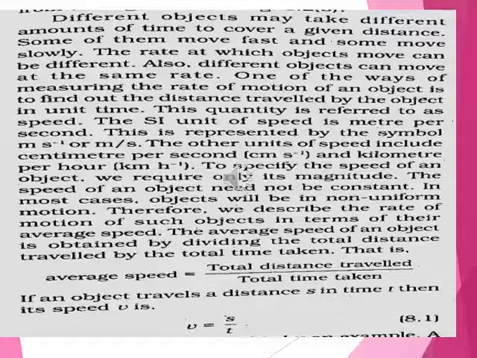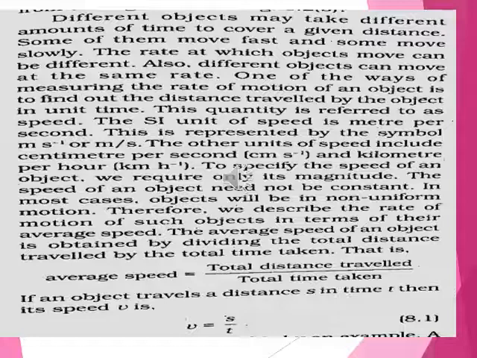One way of measuring the rate of motion of an object is to find out the distance traveled by the object in unit time. Unit time means it may be a second, a minute, or an hour. This quantity is referred to as the speed. The SI unit of speed is meter per second. This is represented by the symbol m s^-1.